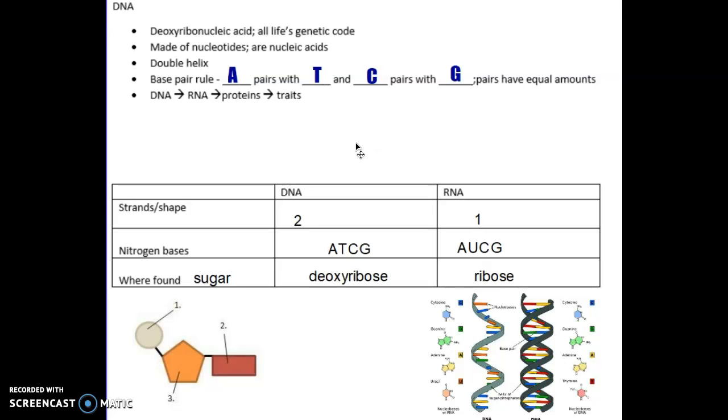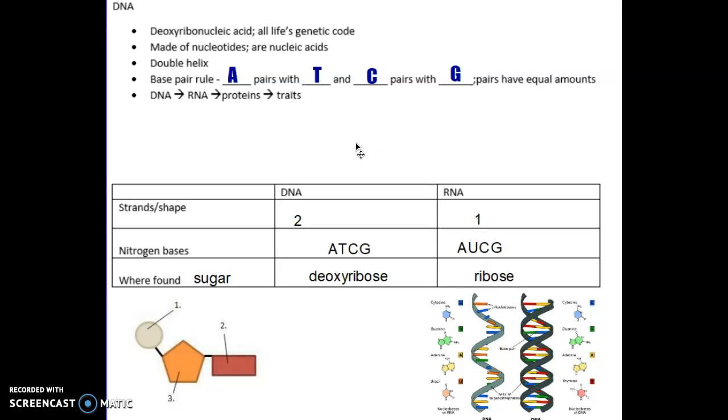DNA shape is a double helix. Something that might be familiar to you would be like a spiral staircase or like a ladder if you could twist it. And the four nitrogen bases that are found in DNA are adenine, thymine, guanine, and cytosine. You do not have to know those. You can get through this test without it. You just have to know the first initial for it. Okay, and remember that A always pairs with T and C always pairs with G.